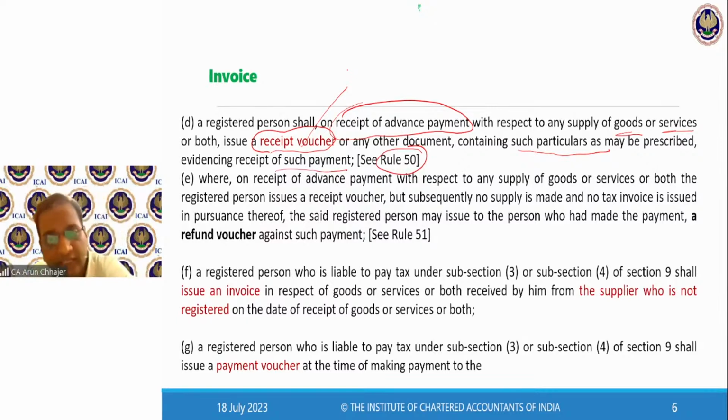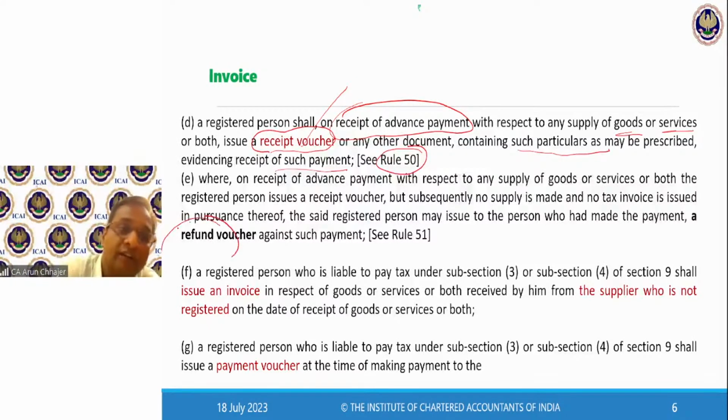Next point is, if suppose I have taken the advance from you, and I have to return this advance to you because of any reason. The contract is cancelled. As per the agreement, I have to return it if I have not performed the work within the stipulated time. In case the advance for which I have issued the receipt voucher has to be returned, then I will issue the refund voucher as per the content given in Rule 51.